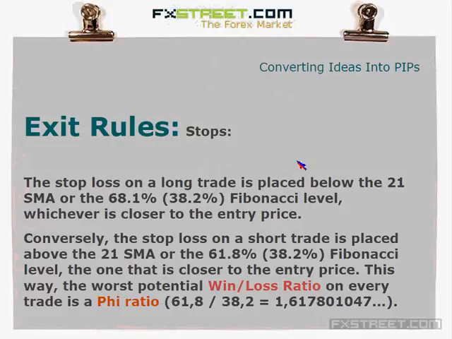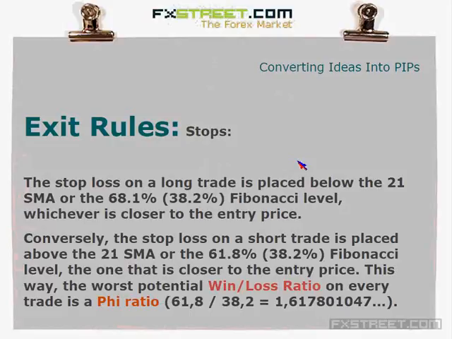Conversely, the stop loss on a short trade is placed above the 21 SMA or the 61.8% or 38.2% level. This will depend on how you anchor your Fibonacci. But in real terms, it's a 38.2% distance from the entry price.